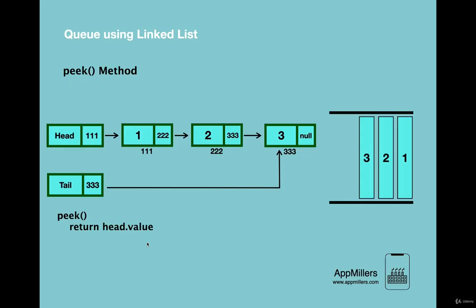This is similar to the dequeue method, but in case of the peek method, we are not updating the first element in the queue. We are just returning it. It doesn't matter how many times we call the peek method, we are just returning the first element without updating it.